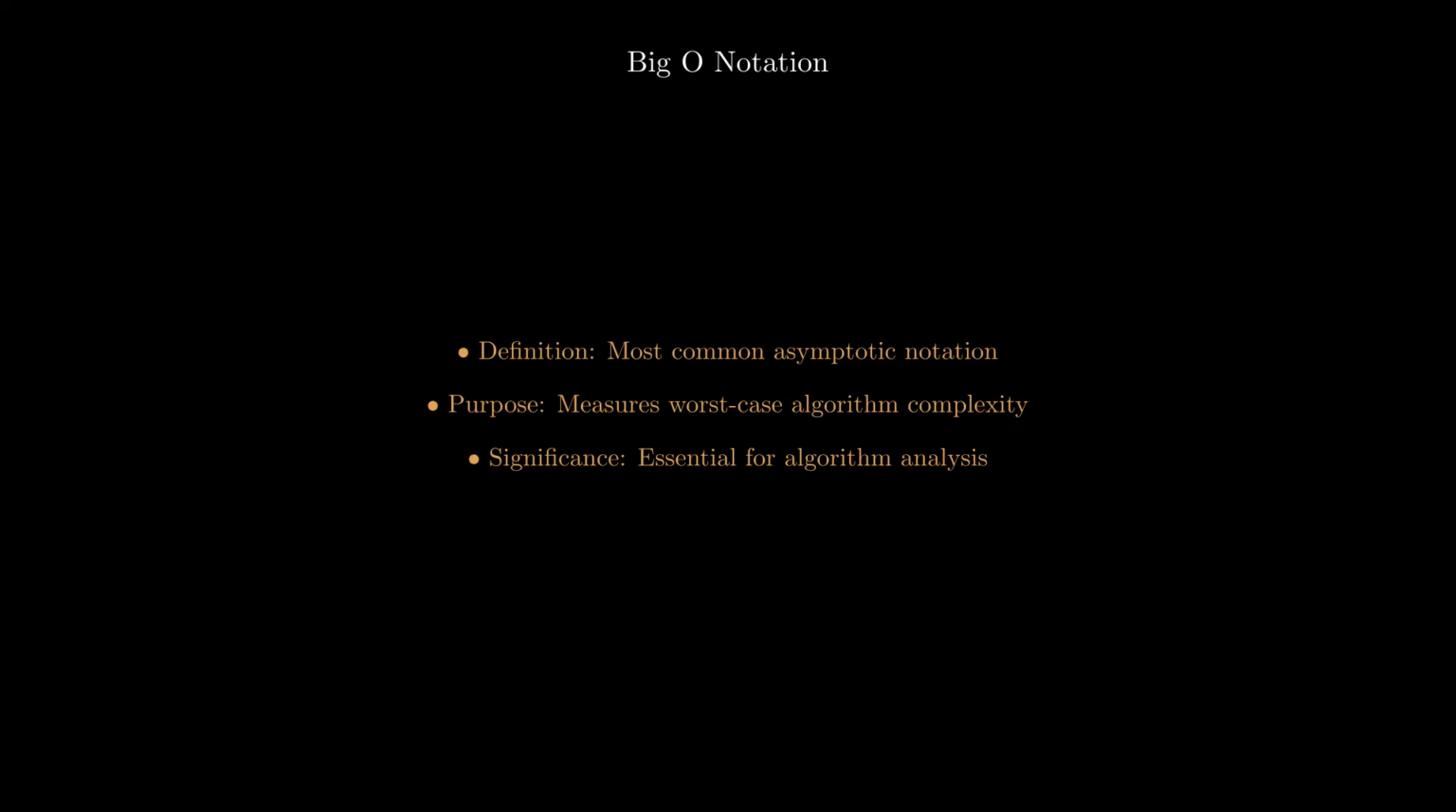Now, let's break down the core components. First, the definition. Big O is the most common asymptotic notation used in algorithm analysis. Second, its purpose. It measures the worst-case algorithm complexity, giving us an upper bound on the running time. Finally, its significance. Big O is essential for algorithm analysis. It informs us about performance and guides us in optimizing our code.